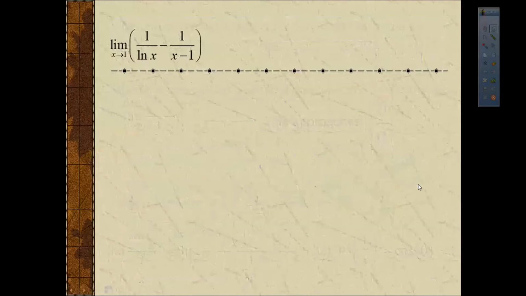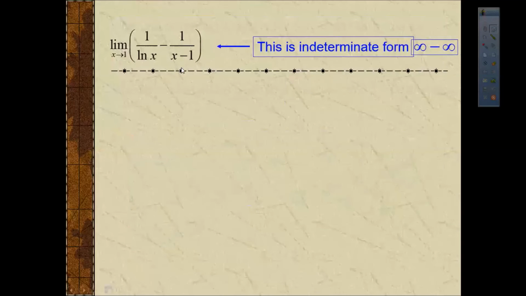Here's an example of infinity minus infinity. As x approaches 1, this first fraction approaches 1 over 0. Natural log of 1 would go towards 0, and 1 over 0 means that this first fraction is approaching infinity. If x approaches 1 in the second fraction, this fraction also approaches infinity. It's the indeterminate form infinity minus infinity.